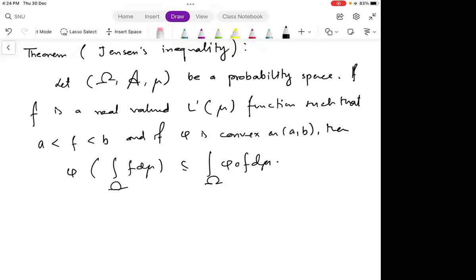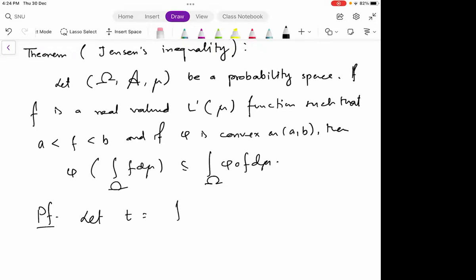And phi is convex on an open interval, so it's continuous, so it's measurable. So phi composed with f is measurable. So you can integrate it. I'll do the proof. The proof is very elegant.